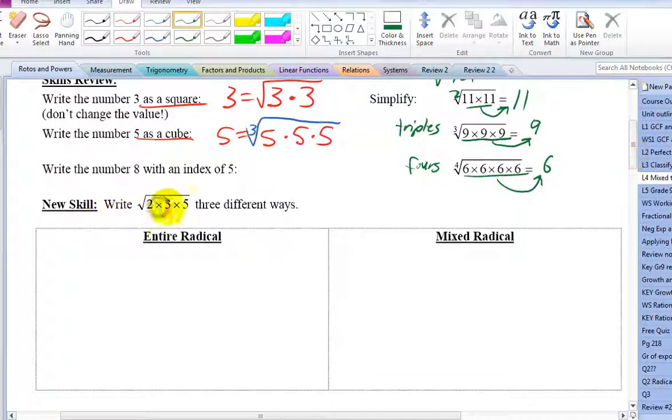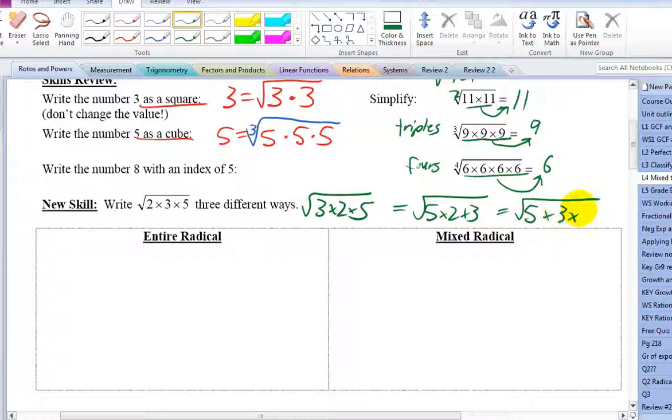So, new skill. Write this in 3 different ways. Remember, multiplication can be done in any order. So that's different. It's the exact same. Okay, sometimes that messes you guys up. Another way would be 5 times 2 times 3. And another way would be 5 times 3 times 2. So let's not get too heebie-jeebied about the order of multiplication. Okay, all 3 equal the exact same value. All right.